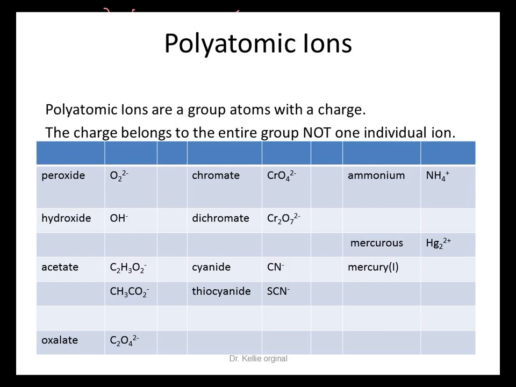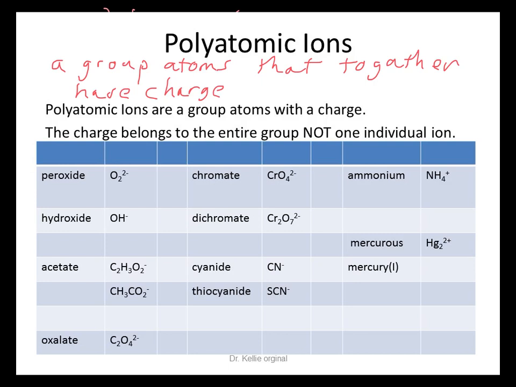Polyatomic ions are a group of atoms that together have a charge. Or another way to think of it is a covalent compound with a charge, or a group of atoms covalently bonded together that have an extra electron or a shortage of electrons.